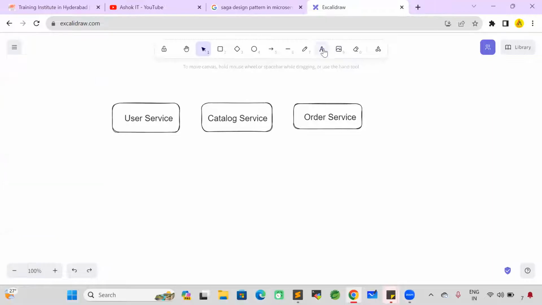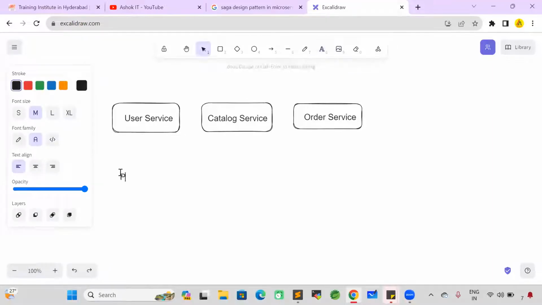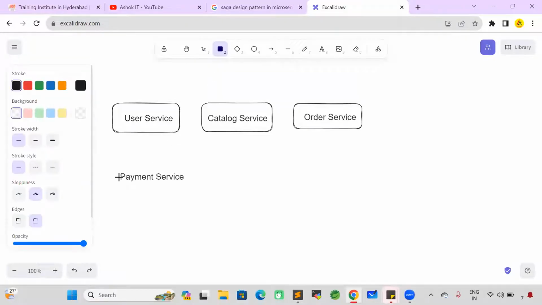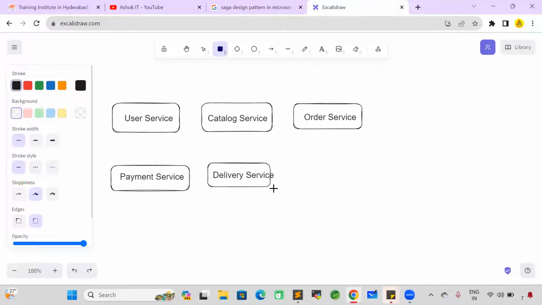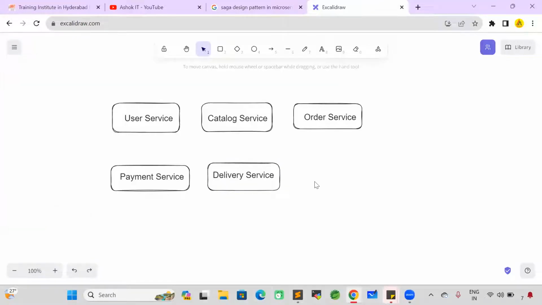Then next, there will be a service called payment service, which will deal with the user payment process for the order that they are trying to purchase. Once the payment service is done, then we will be dealing with delivery service. It will deal with the product delivery to the customer. So this is one e-commerce application, if you take that scenario.